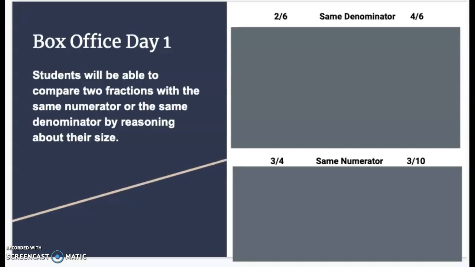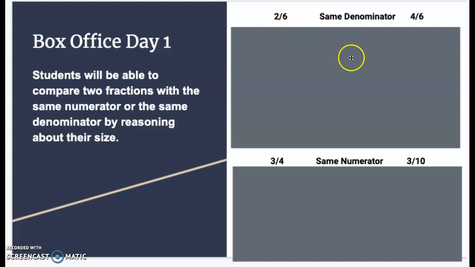So the goal of day one of the box office is students will be able to compare two fractions with the same numerator or the same denominator by reasoning about their size. So let's remember that the numerator is the number on top of the fraction and the denominator is the number on the bottom of the fraction. So let's take a look at 2/6 and 4/6. Take a second to think, do these numbers have the same numerator or the same denominator? Good, you should have said that they have the same denominator, and that denominator is 6, okay?